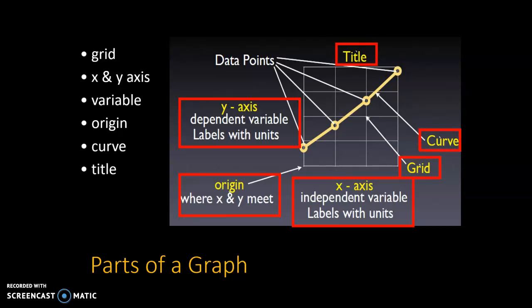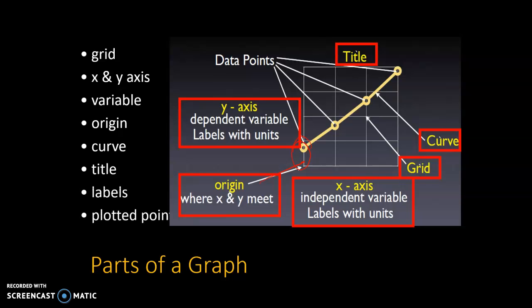So right here we have the different data points that we're plotting. This point right here where the arrow is pointing is where the x and the y-axis meet, so that's the origin. The lines, not all graphs have this. You can choose when you do it in Excel not to include the grid if you would like the background to be clear and no distractions.